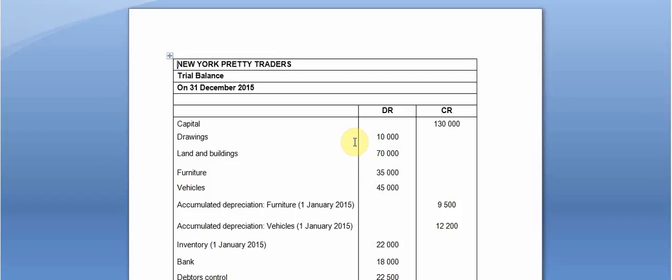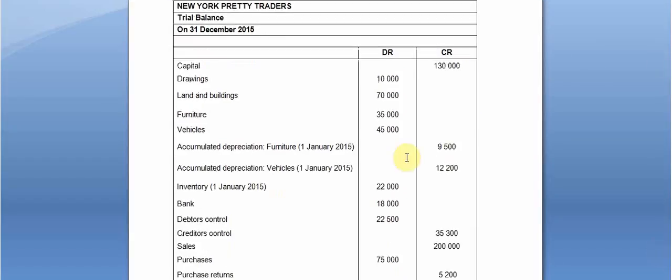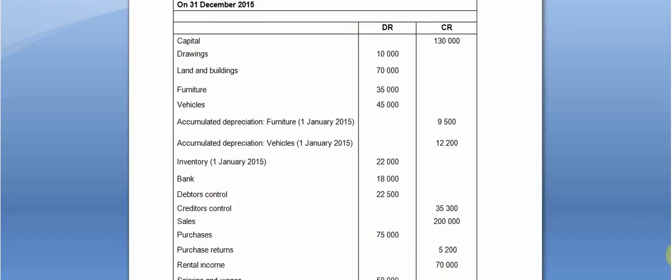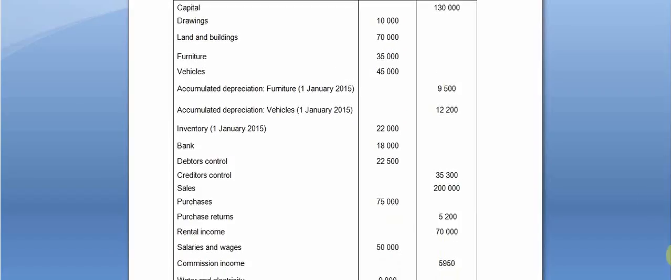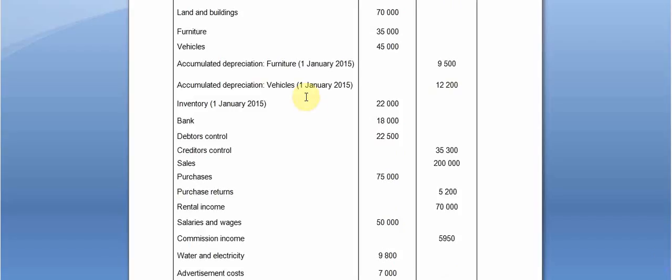This is another explanation of year-end adjustments and this question is called New York Pretty Traders. You will see in this question that they also start by giving you a trial balance for the year ended 31st December 2015, and you will see there that we have capital, drawings, land and buildings, furniture, vehicles, accumulated depreciations, two of them, one on furniture, one on vehicles.